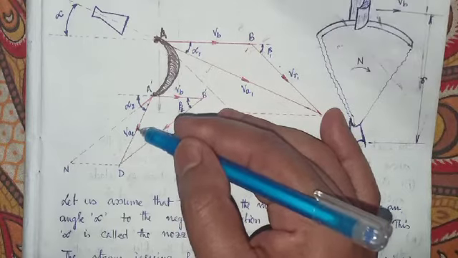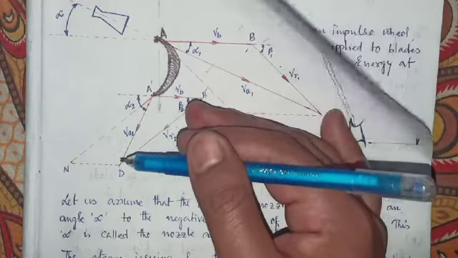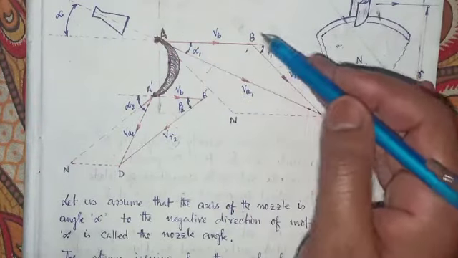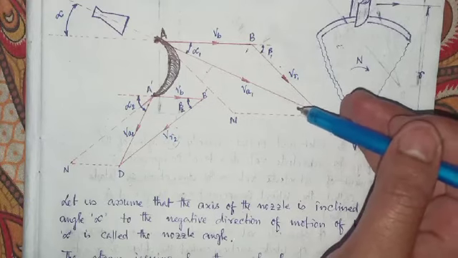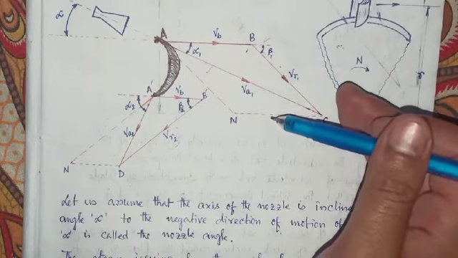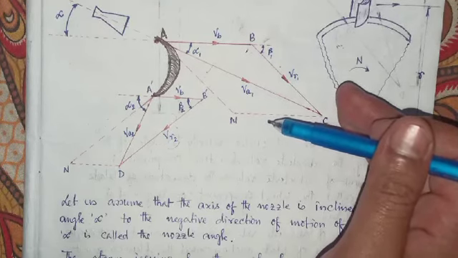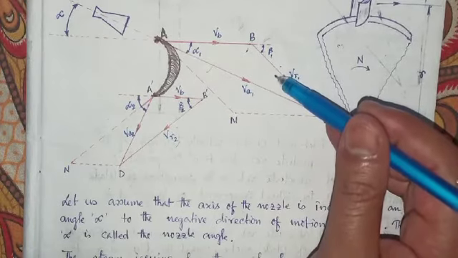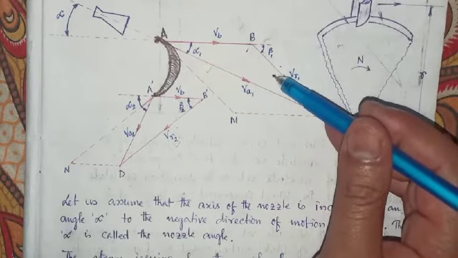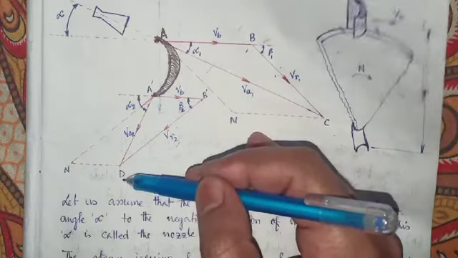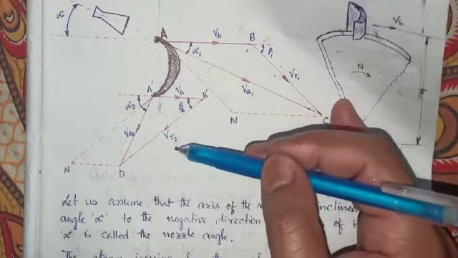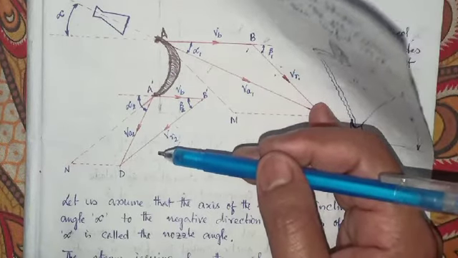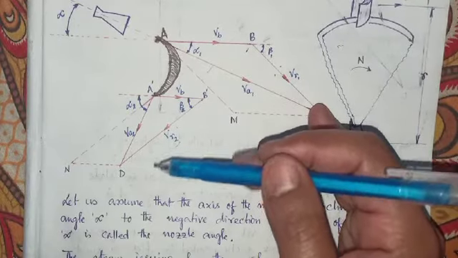Okay, so this is the absolute velocity at exit from the moving blade. Now the triangle ABC, which represents the conditions when the steam enters the moving blade, is called the inlet velocity triangle. Similarly, the triangle A dash B dash D, which represents the condition when the steam leaves the moving blade, is called the exit velocity triangle. I hope there are no doubts.